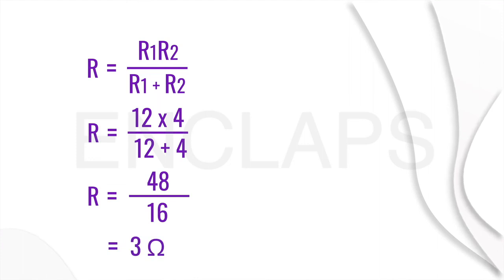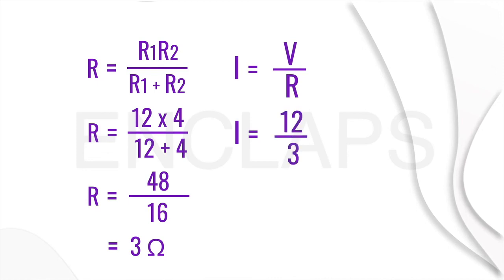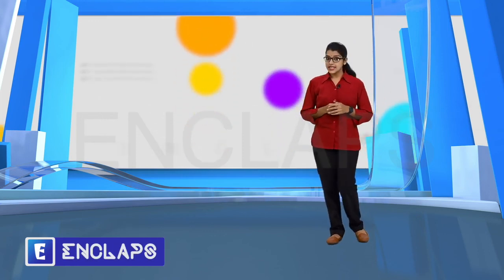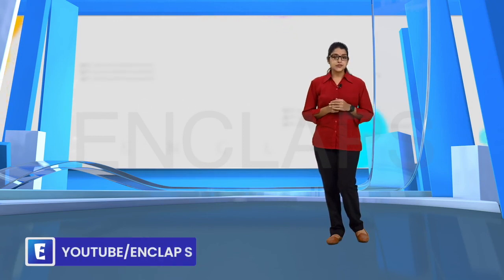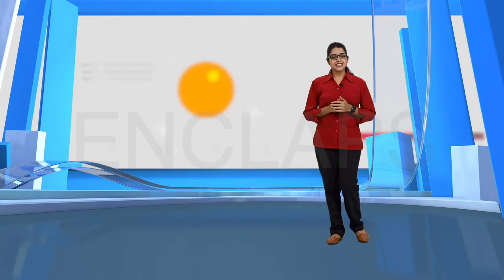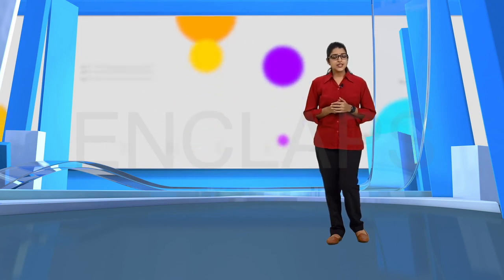In order to find the value of current, we apply Ohm's law. I is equal to V by R. I is equal to 12 divided by 3 equals 4 ampere. Therefore, in order to find the current passing through a series or parallel resistance, it is sufficient to divide the potential difference by the effective resistance. I hope the series and parallel connection are understood. See you with a new topic.